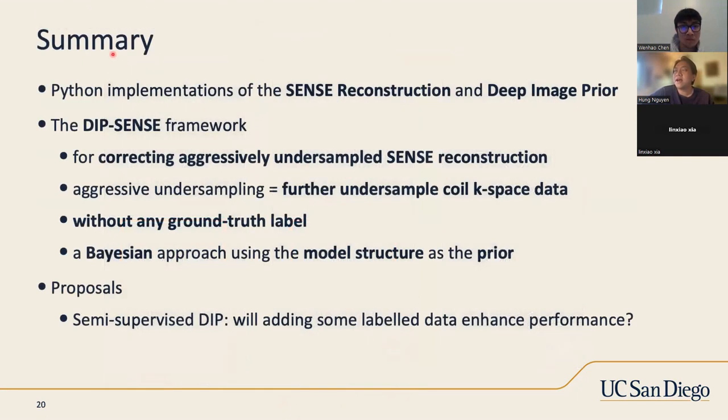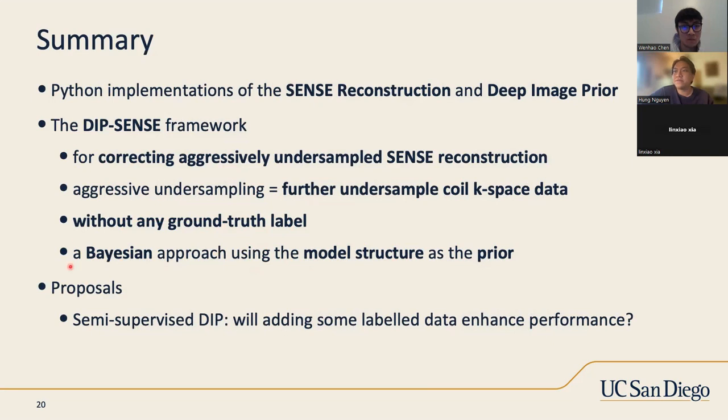So in summary, what we have done in this project is we implemented ourselves the SENSE reconstruction algorithm and the deep image prior technique. We can see that if we combine those two techniques, we can correct aggressively undersampled SENSE reconstruction. Being aggressive in undersampling means we can further undersample the k-space data for each coil, and we can do this without any ground truth label. So we can think of this as a Bayesian approach where we use the model structure as the prior.